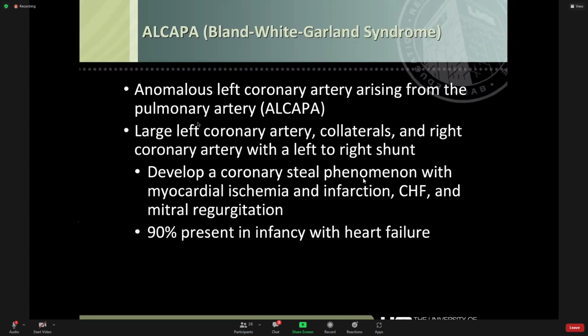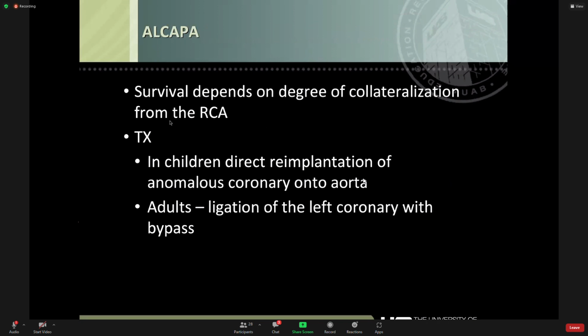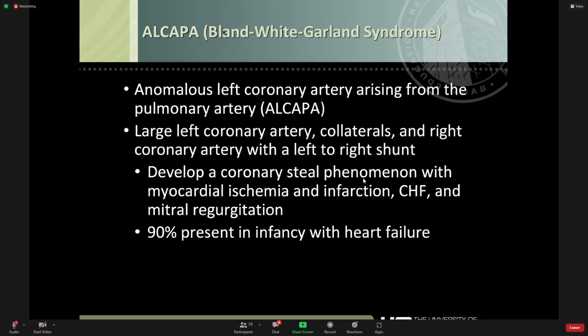All right, well, some people in the chat said ARCAPA. That was actually ALCAPA, but they're kind of similar. Let me get the chat off.